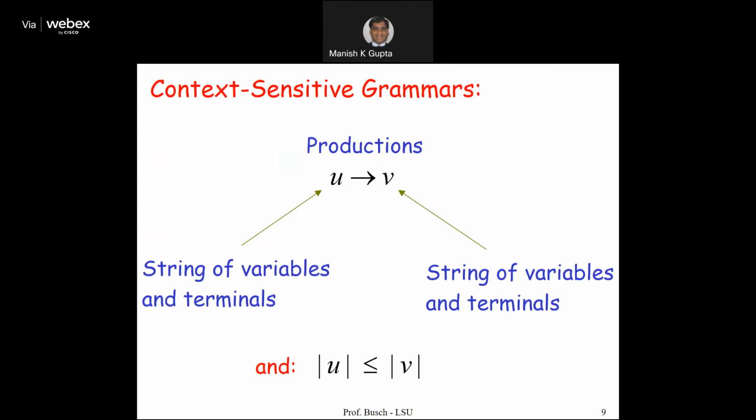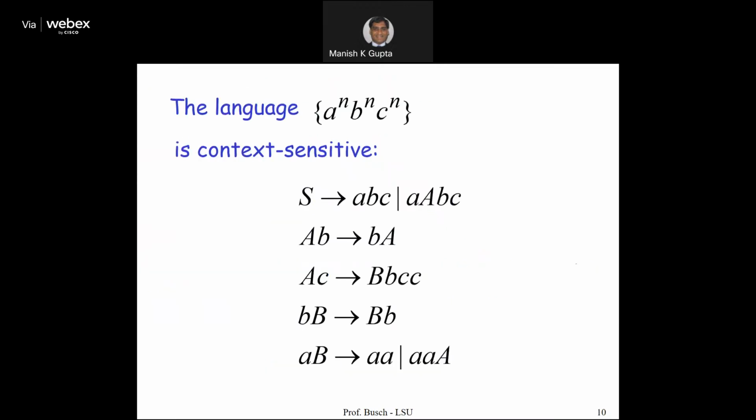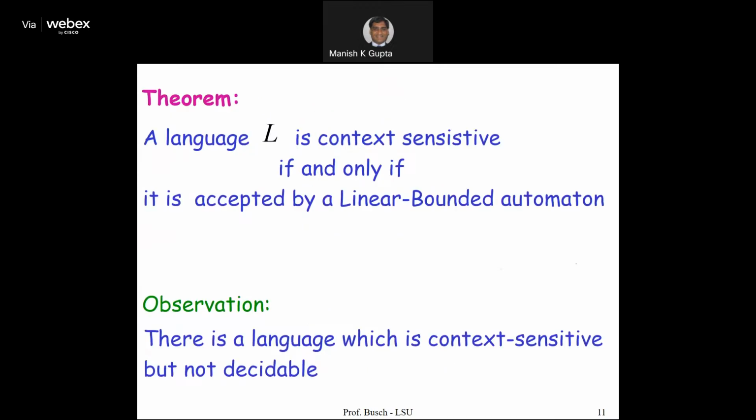Context sensitive grammar: again, strings of variables and terminals on left and right, but we have the condition that this size should be less than or equal to this size. This is coming because we have the limited space kind of condition, right? Linear bounded automata kind of thing. So that is context sensitive grammar. Next, this is an example of context sensitive grammar.